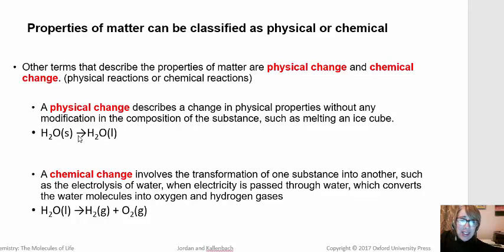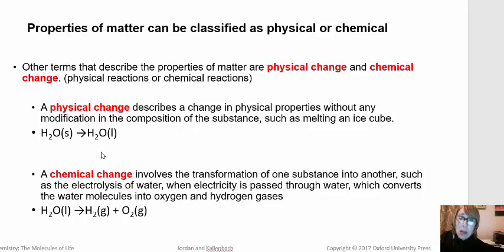So if we add heat to ice, it will melt and go to H2O liquid. And we know that from our everyday life. But if we look at this equation, we can see that no new chemical has formed. We have H2O on the left, we have H2O on the right. There's definitely been a change, but no new chemical. So the melting of any substance is going to be classified as a physical change.